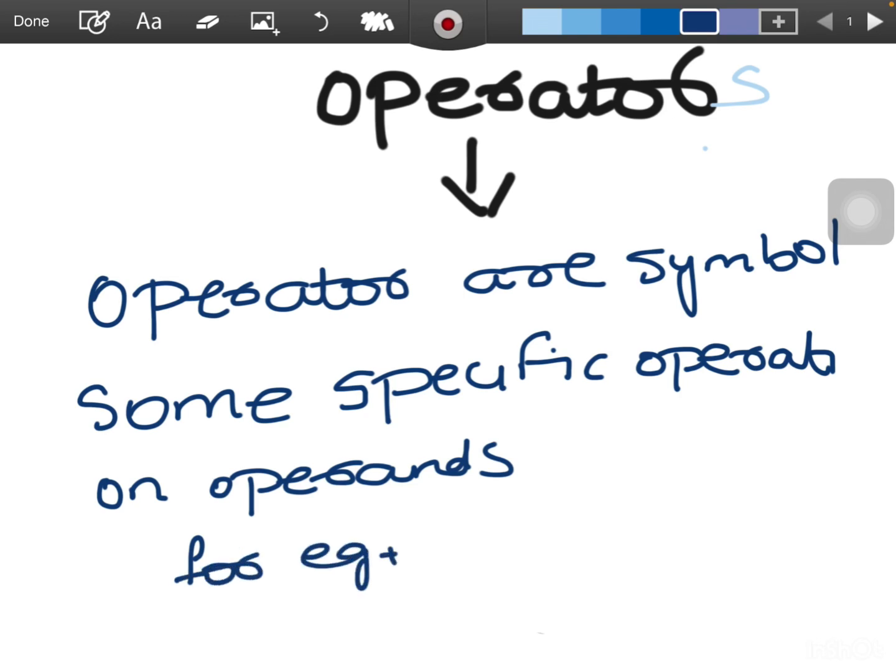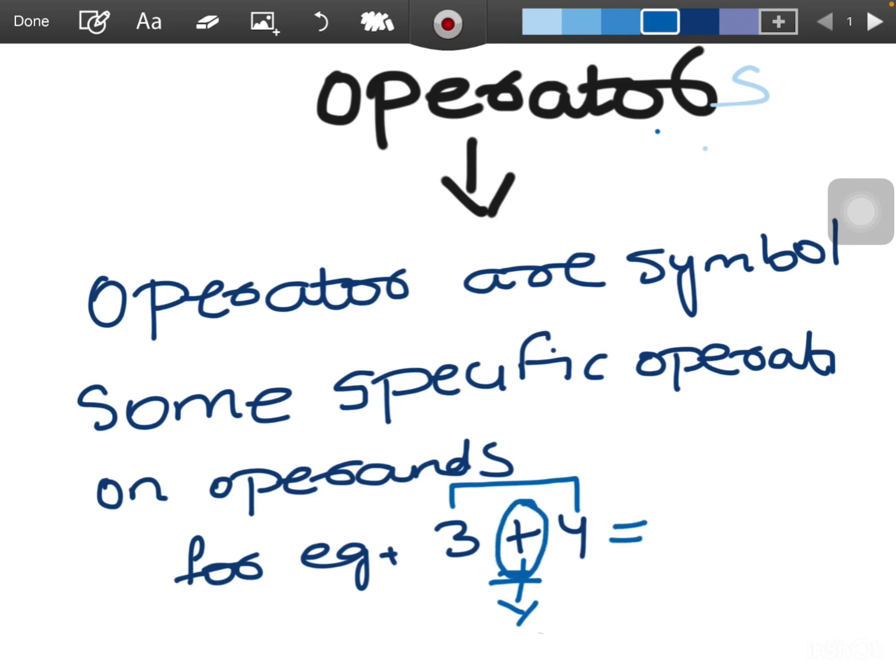3 plus 4. Here plus is an operator and 3 and 4 are the operands. By using the plus operator we can perform addition, which means an operator is a symbol which is used to perform a task on operands, and then it gives the result.